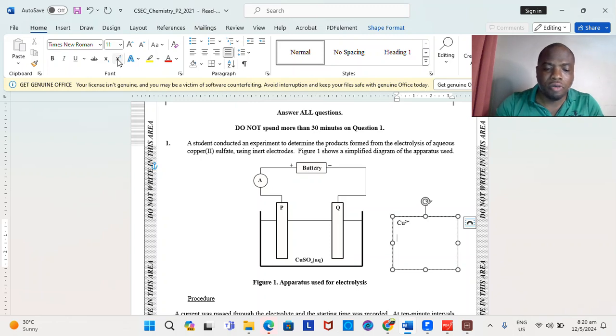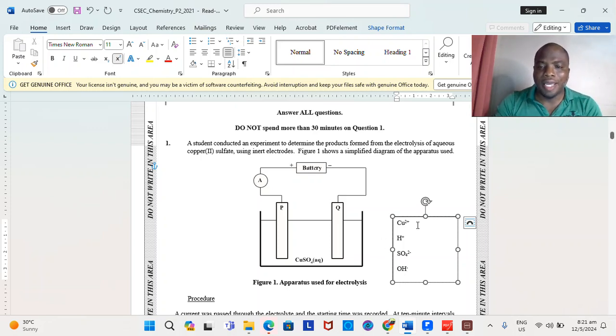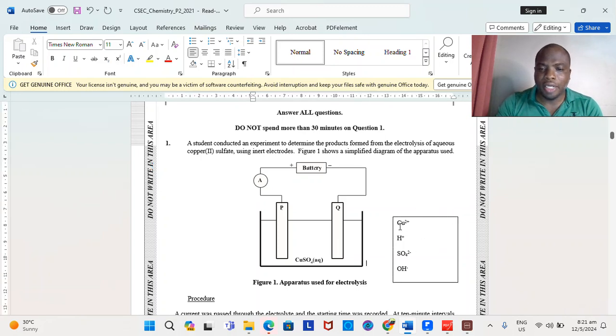We would have also have our hydrogen ions. We would have had our sulfate ions, and also from the water, the hydroxide ion. So these are the ions that are going to be present in our electrolyte.